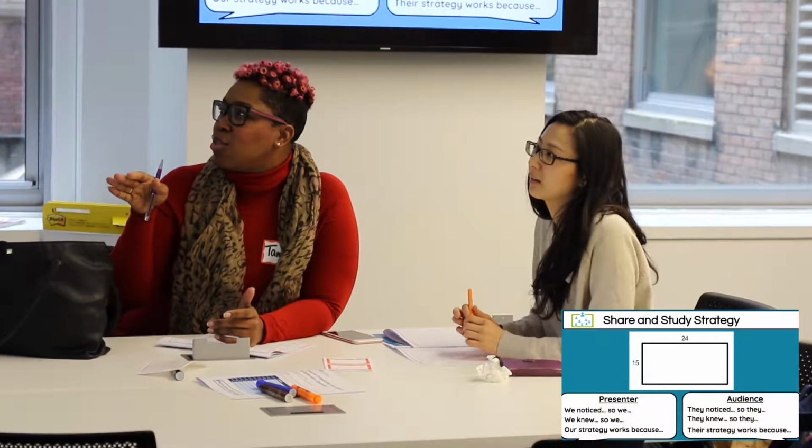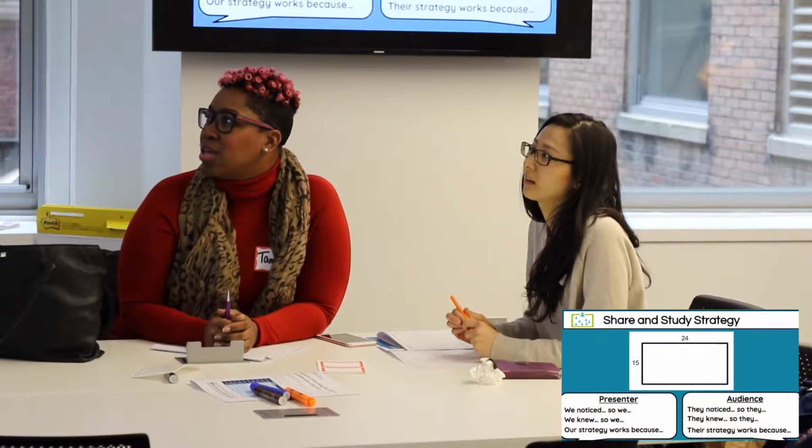So what we did, what we noticed was, we like numbers that are easy to work with. So we took the 24 and we broke it into 20 and 4. And we did 20 times 15, which gave us 300. And then we did the 4 times 15, which gave us 60, and 300 plus 60 is 360. Can someone restate that strategy?